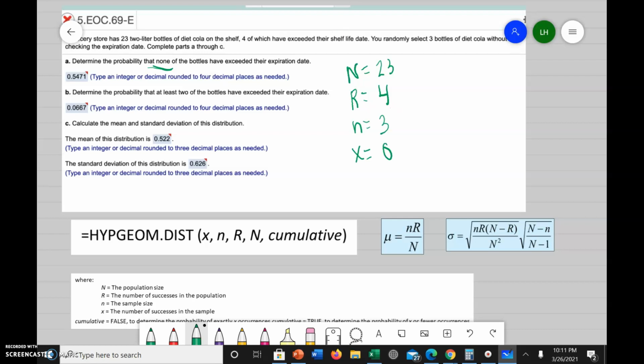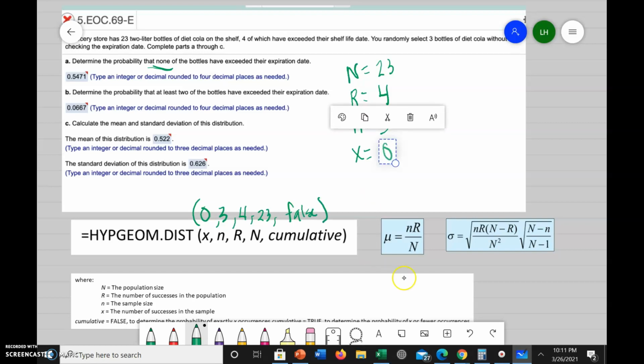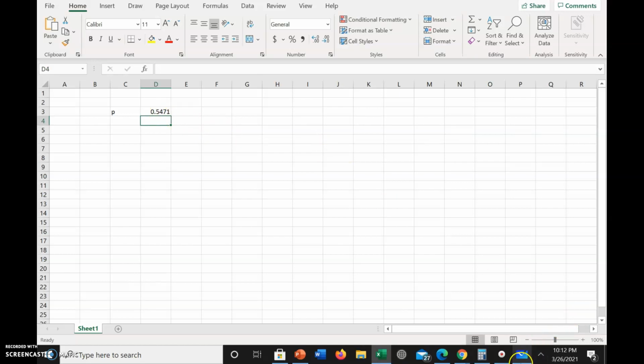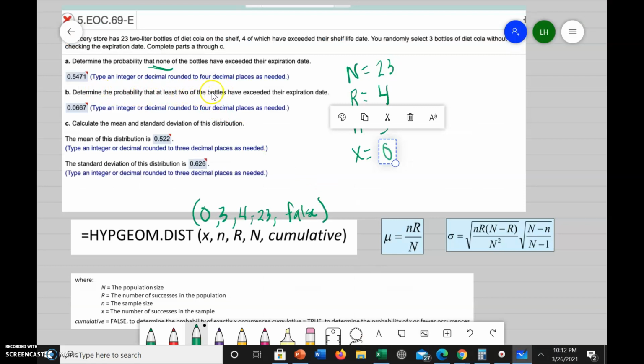And for A, determine the probability that none. So X is going to be 0. So when we put this in, it's going to be 0, 3, 4, 23. And then we can just put false because we don't want it to be cumulative. We just want it to be X equals 0. So let me show you how I did that. So I put in 0 for X, 3 for the number of my sample, 4 for the population successes, 23 for the number of my population, and then here, cumulative, I'm going to press false, and you get 0.5471.